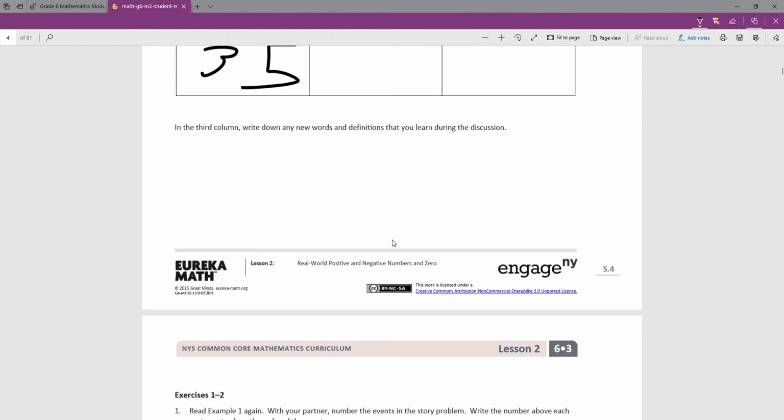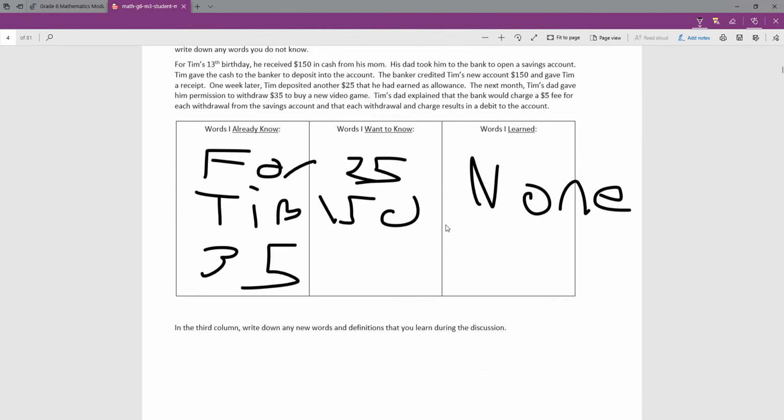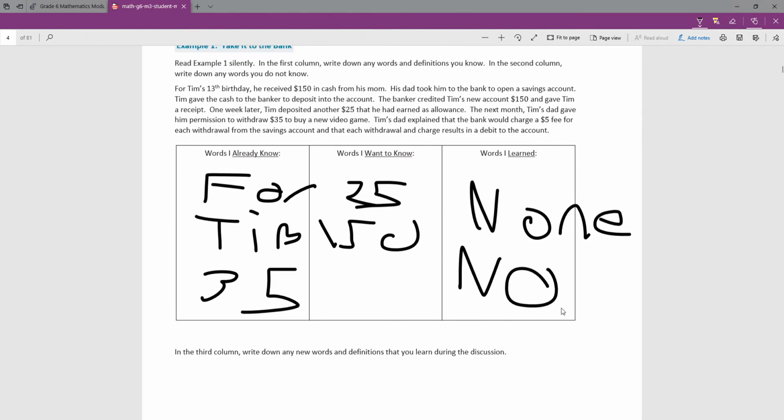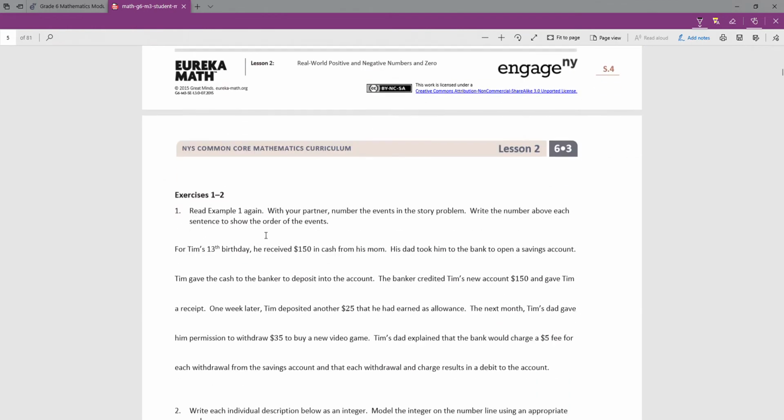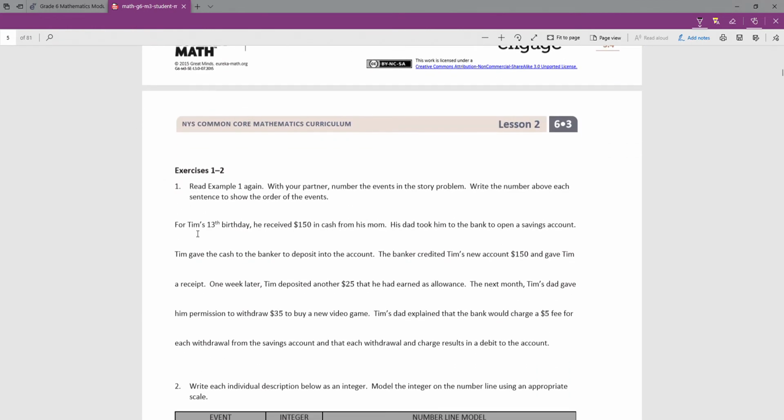In the third column, write down any new words definition you learned. I learned none. None's a good word I learned. I also learned no new words in this whole paragraph. So, for Tim's 13th birthday, he received 150 cash from his mom. His dad took him to the bank to open a new savings account. Tim's a spoiled little crap, as you guys can see.